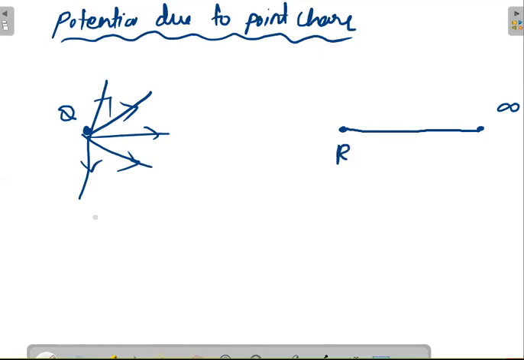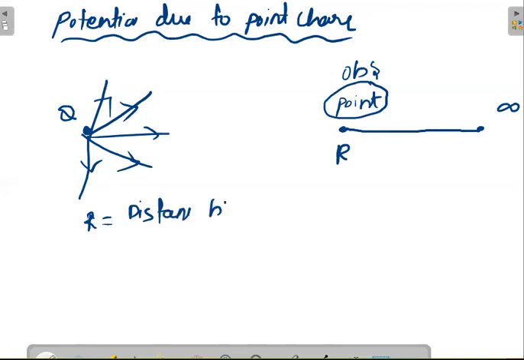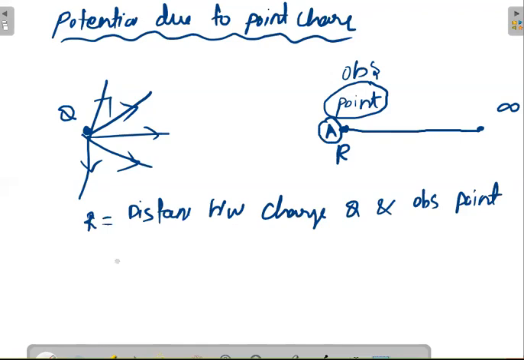R is the distance between the stationary charge and your observation point. You want to measure the voltage at the observation point. R is the distance between charge Q and the observation point. So as not to make confusion, I will take that observation point as A. Now you should know that you are bringing a unit positive charge.